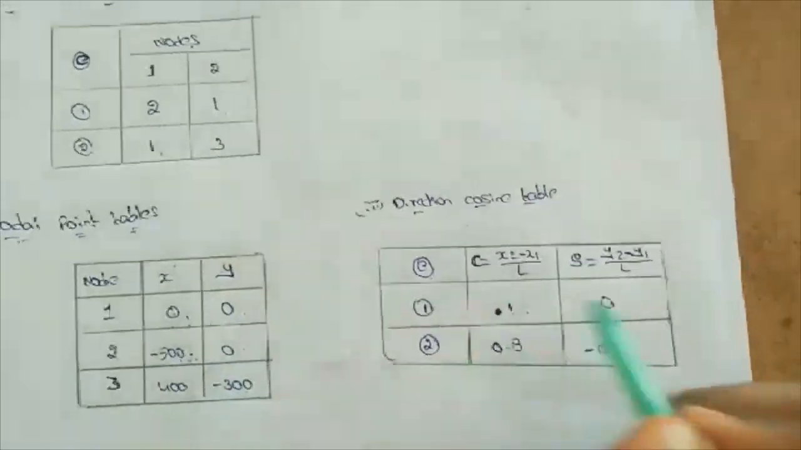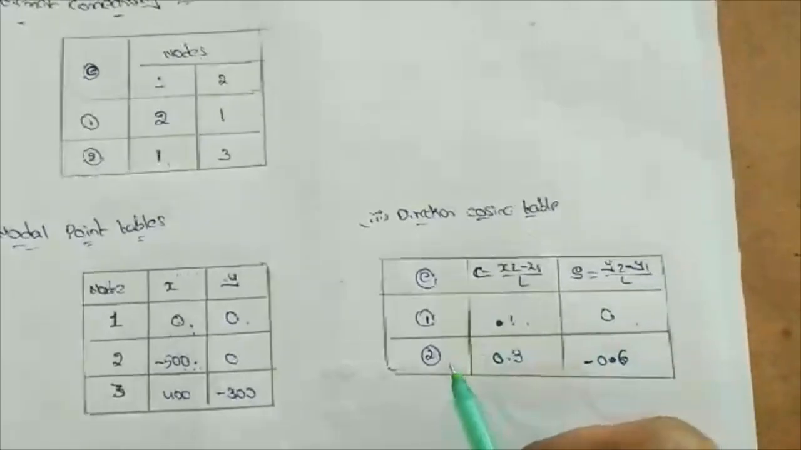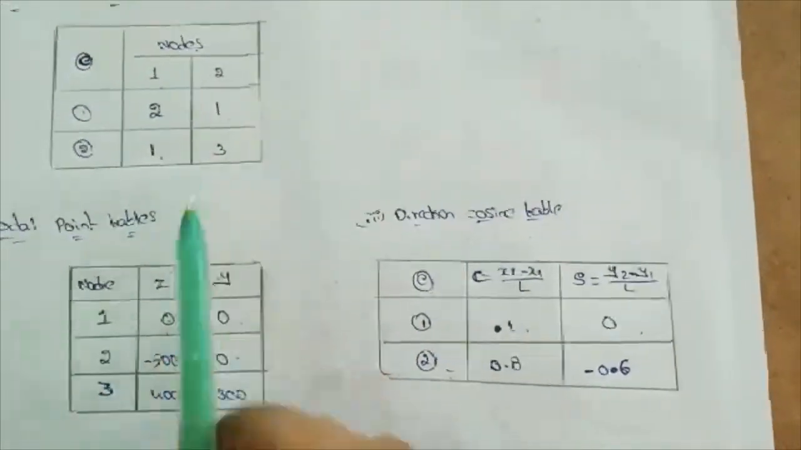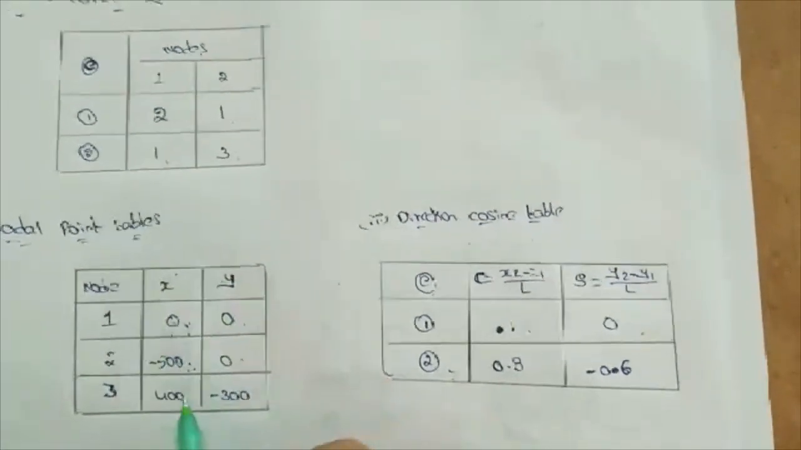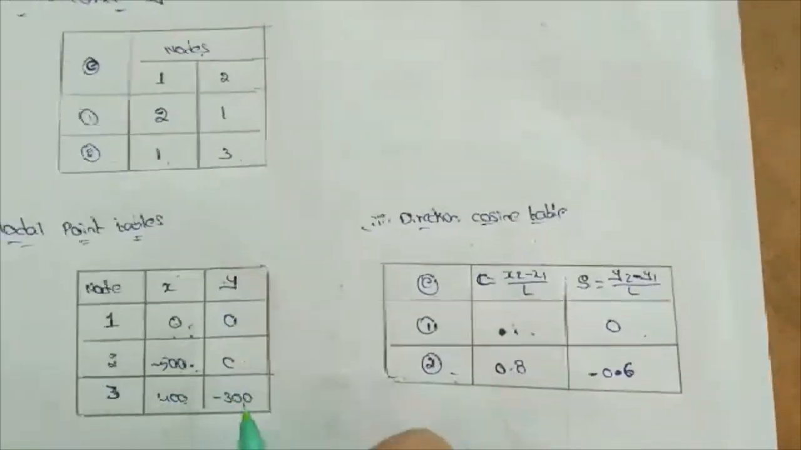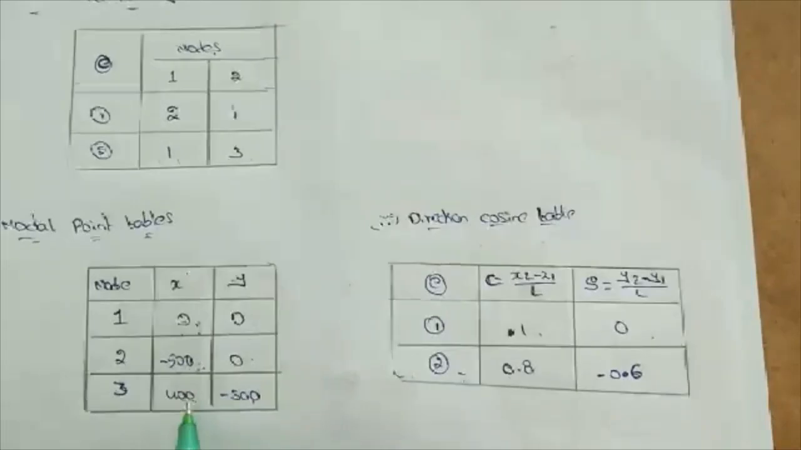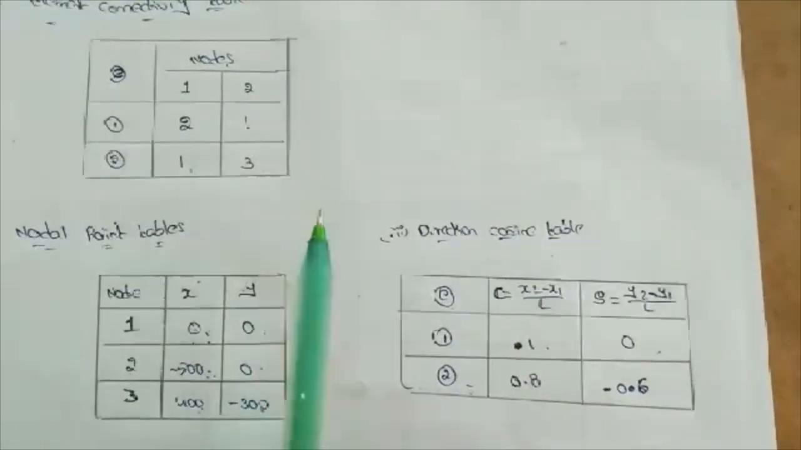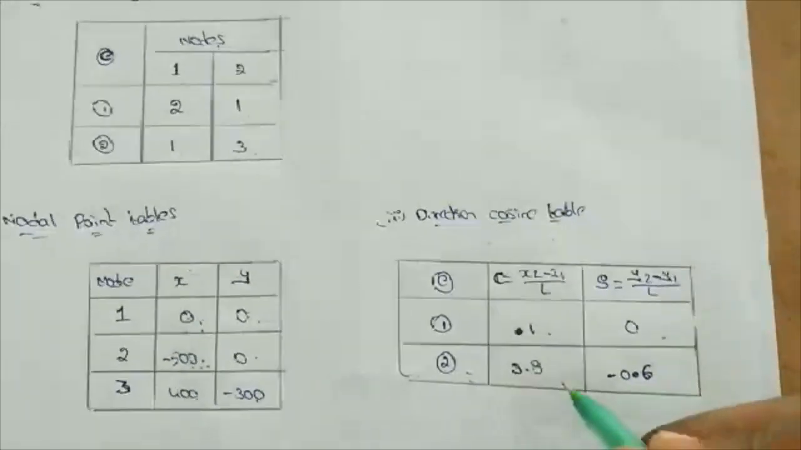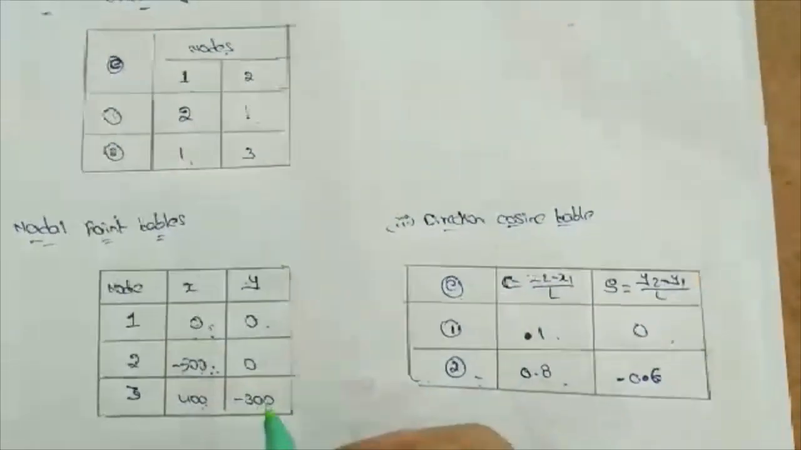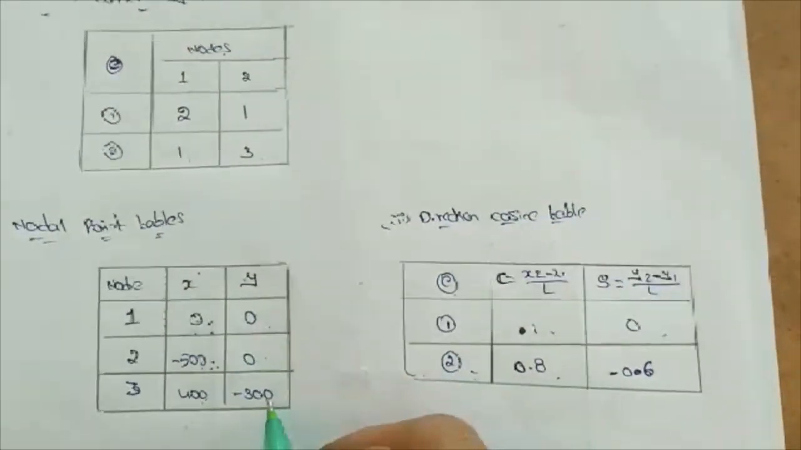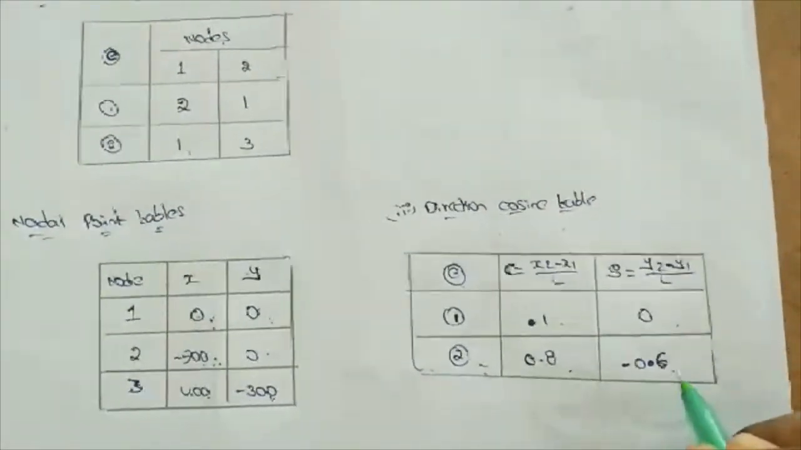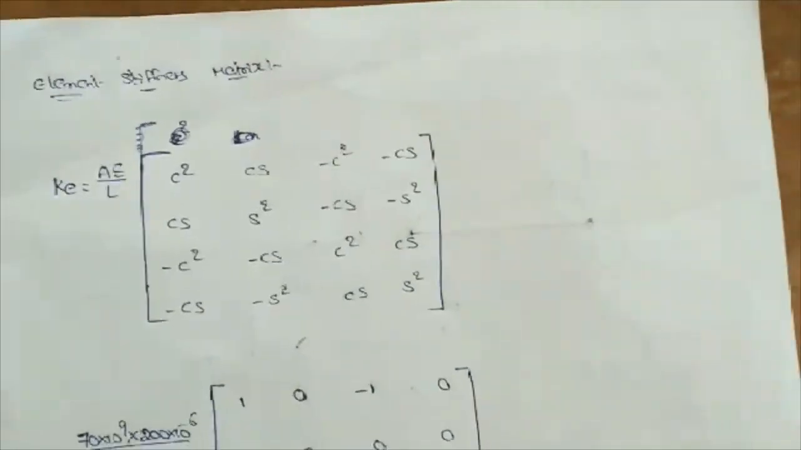Next, the second element has the starting node 1 and ending node 3. So this is x1, this is x2, this is y1, this is y2. So x2 minus x1, 400 minus 0 means 400, divided by the length of the second element, which is also 500, so the value is 0.8. Similarly, y2 minus y1 means minus 300 divided by the length of the element, 500, so it is minus 0.6.